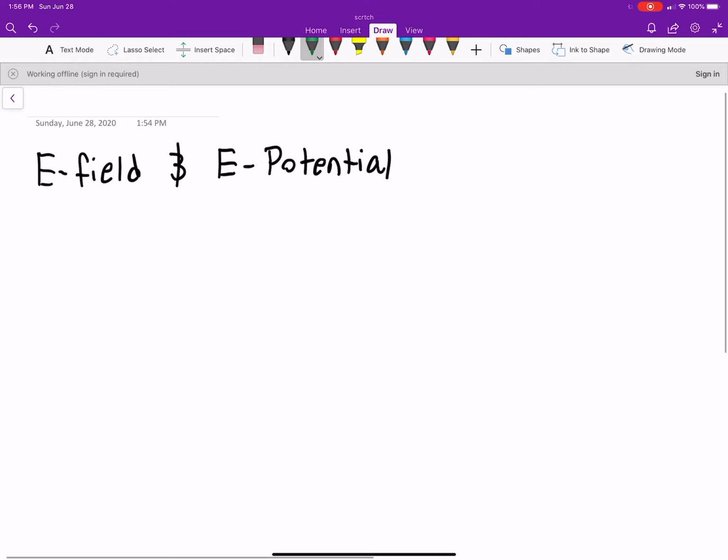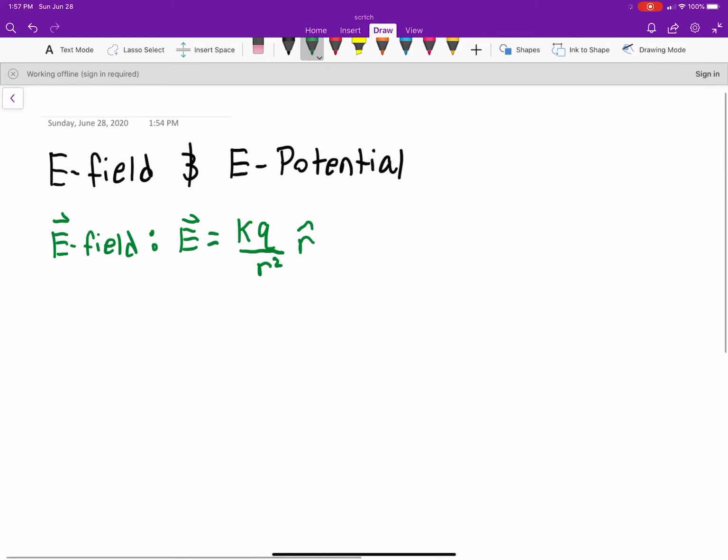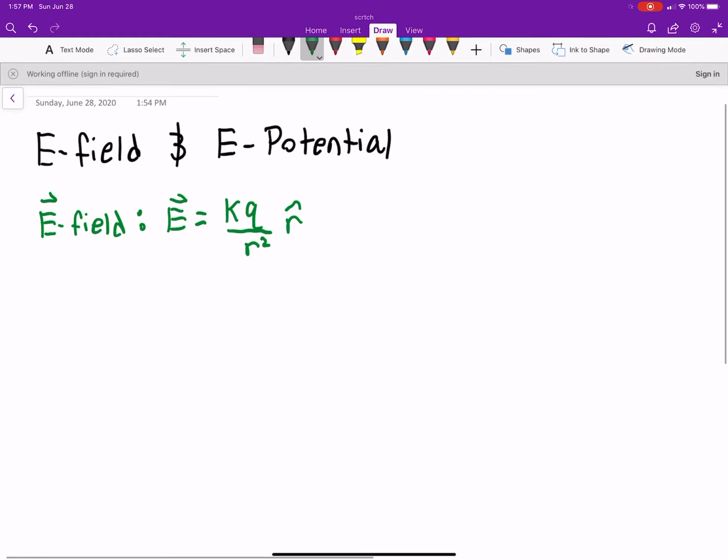And I want to start by just reminding us that our E field, which is a vector, is equal to K, which is a constant, Q, our charge, divided by the distance where we're looking squared. And this r hat indicates that it has some sort of direction. That's a unit vector.